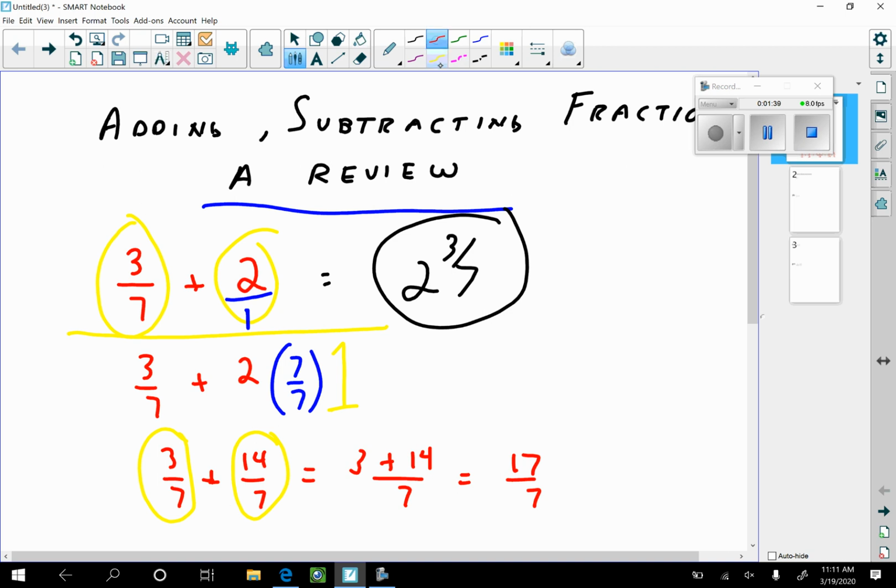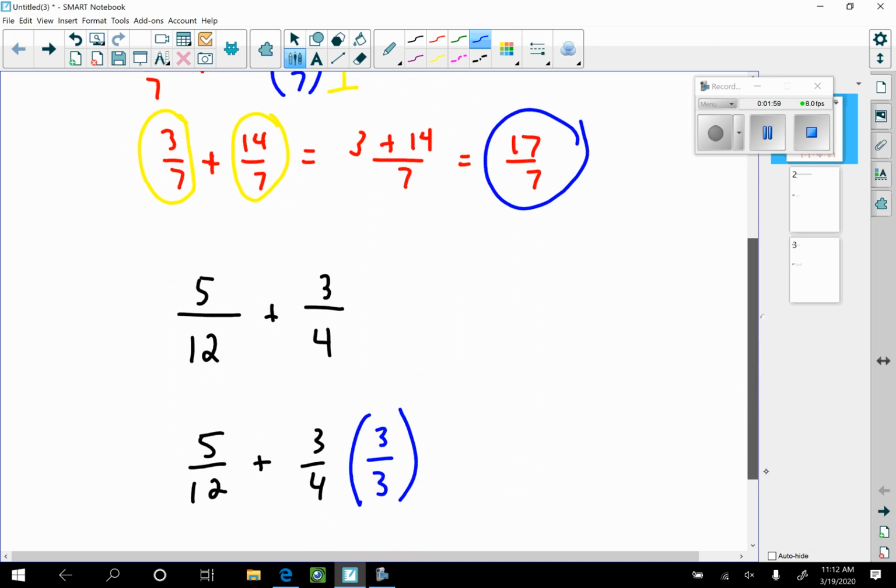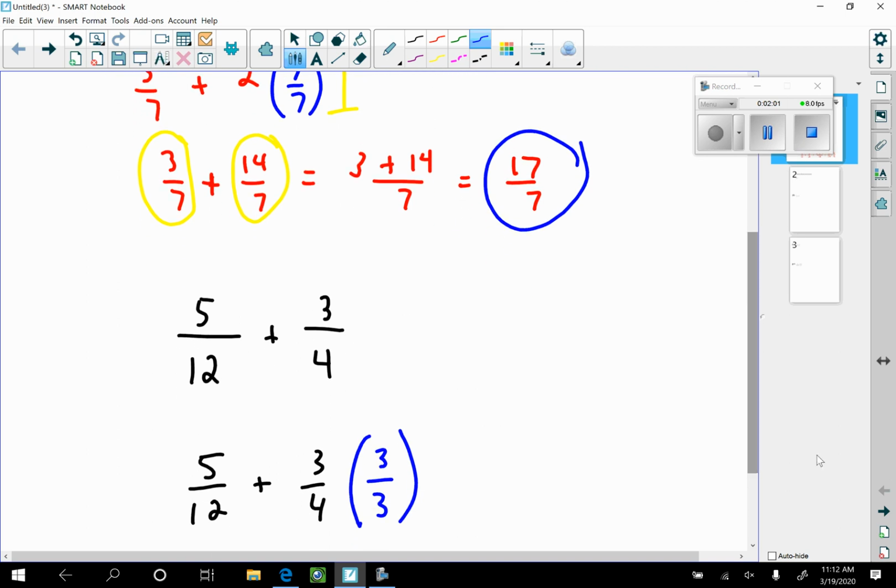So what is 3/7 plus 14/7? 3 plus 14 over 7, which is 17/7. And this is how we want to write that answer. Keep in mind where we're going. We're going to do the same stuff to algebraic rational expressions. So here's another example. Again, we know how to do this.